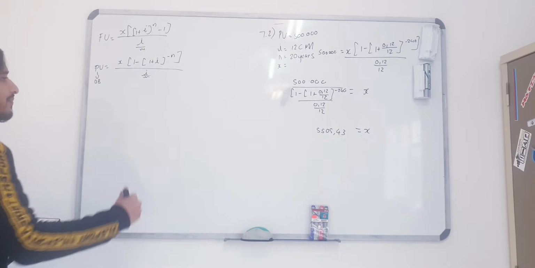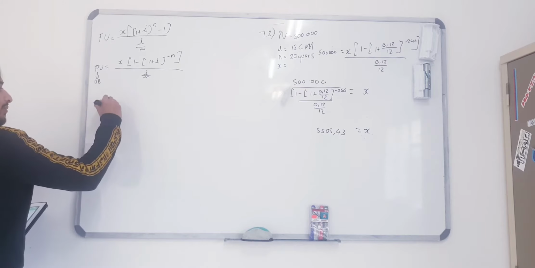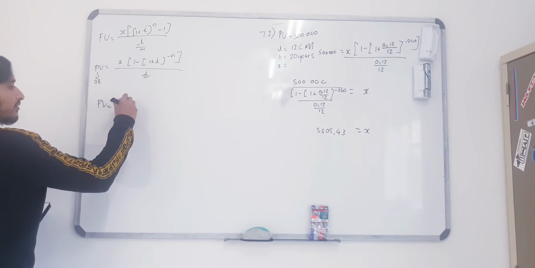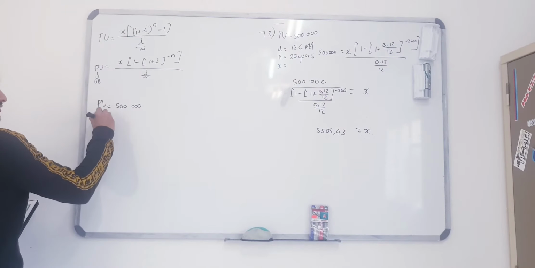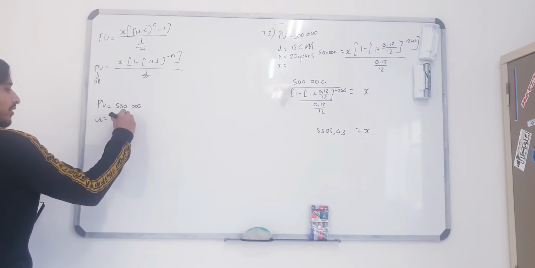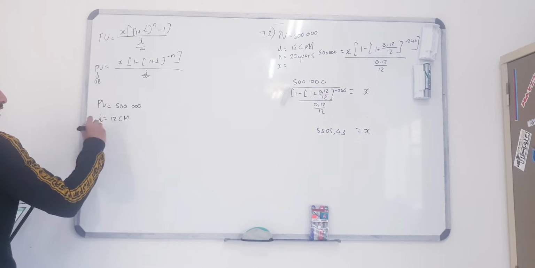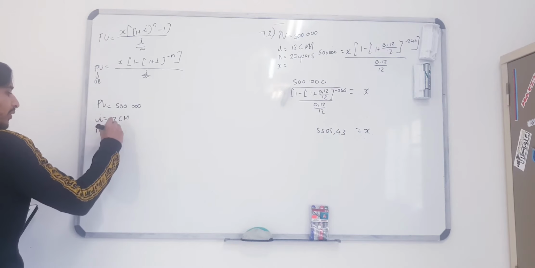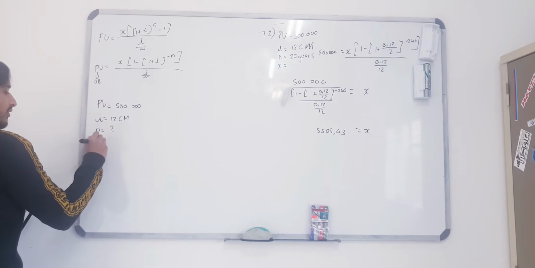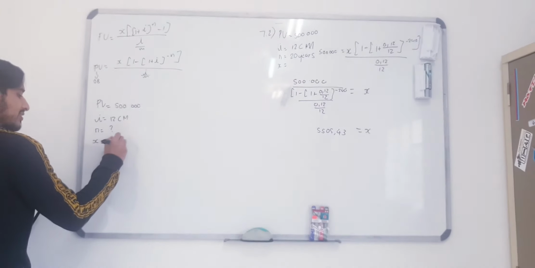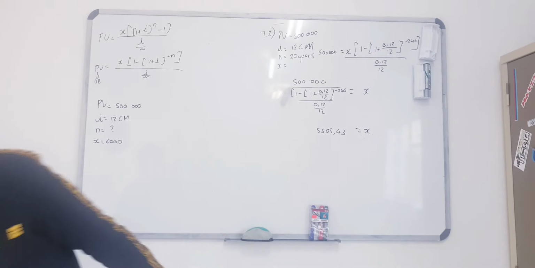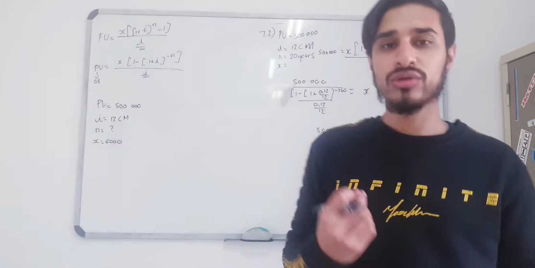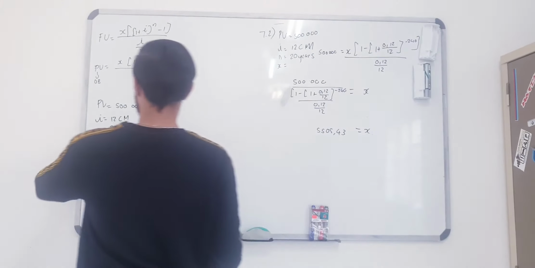Right, youngsters. We're going to use our present value formula. It's going to be 500,123. We know that the interest rate will remain the same, so it's 12% compounded monthly. We know that n is what they want us to calculate, and they're giving us x to be 6,000. Now we have all of these things here. We need to now see what n is going to be.